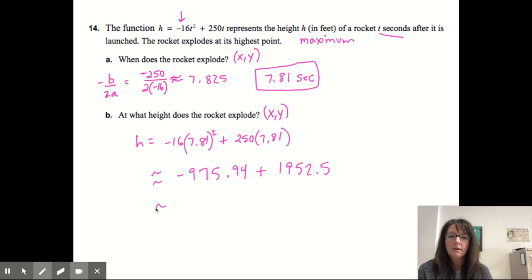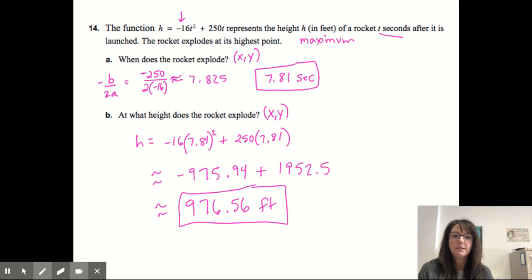This gives me approximately 976.56 feet. Since I rounded to the hundredths place, it just seemed logical to keep it to the hundredths place. All right, that's it. If you have any questions or concerns, please let me know.